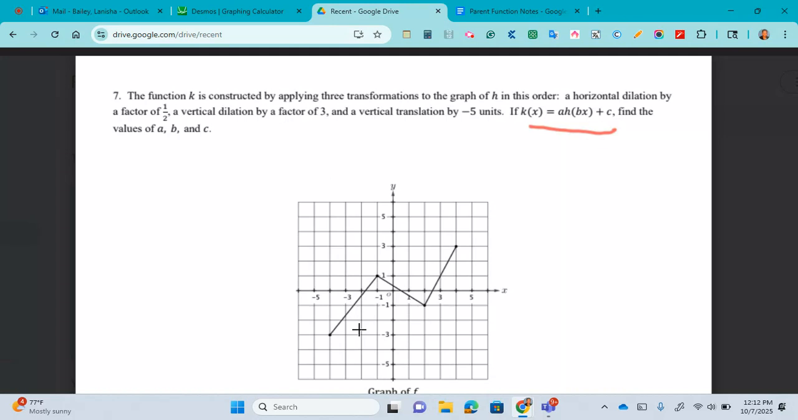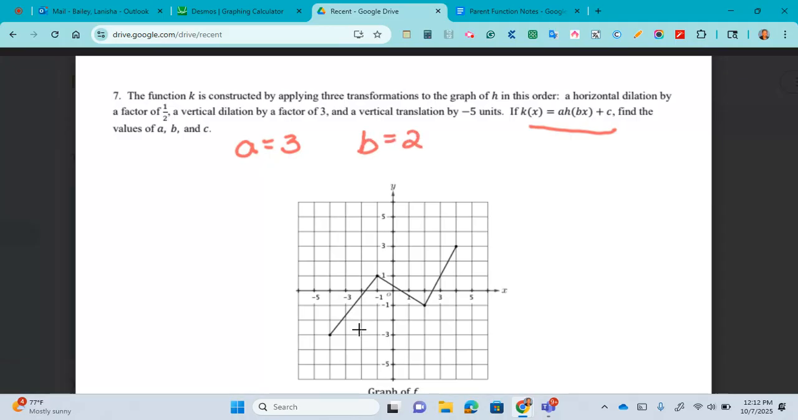Now that A, is that in front of our x or in front of our function? That's in front of our function. So we're dealing with horizontal or vertical? Vertical, excellent, and it doesn't lie. So they said it was a vertical dilation by a factor of 3. So A equals 3. Let me do my verticals first. Then B is 2. The opposite of 1/2. Exactly. And C is -5.